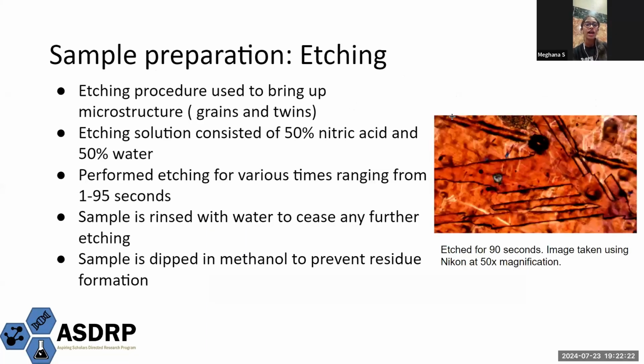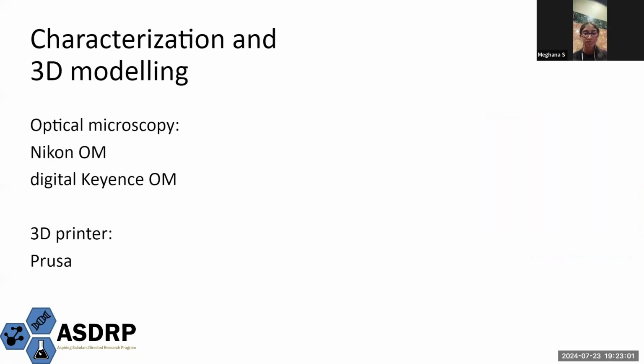And the final portion is etching. The etching procedure is used to bring up the microstructures, so the grains and the twins that we analyze in the microscopes. The etching solution consists of 50% nitric acid and 50% water. Etching is performed for various times ranging from 1 to 95 seconds, and we tested multiple times with different samples. Each sample is rinsed with water to cease any further etching, and samples are dipped in methanol to prevent residue formation. The picture on the right is an image of a copper sample etched for 90 seconds.